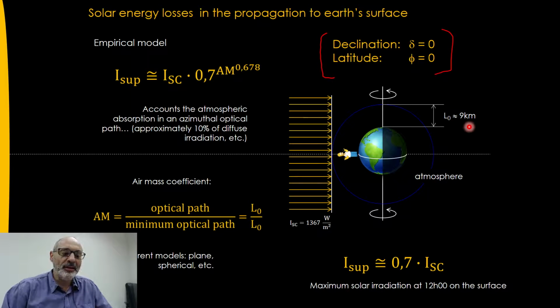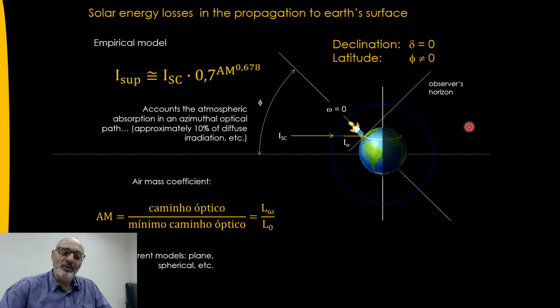Okay, so let's make things a little bit more complex. Our observer is no longer on the equator. He is at latitude phi, the position phi, at noon. So what I have to do now is to calculate the corresponding optical path, this path here, from this point to this point here. We're going to do it in a moment. We have to draw some triangles and use some of those geometry classes that we learned a few decades ago.